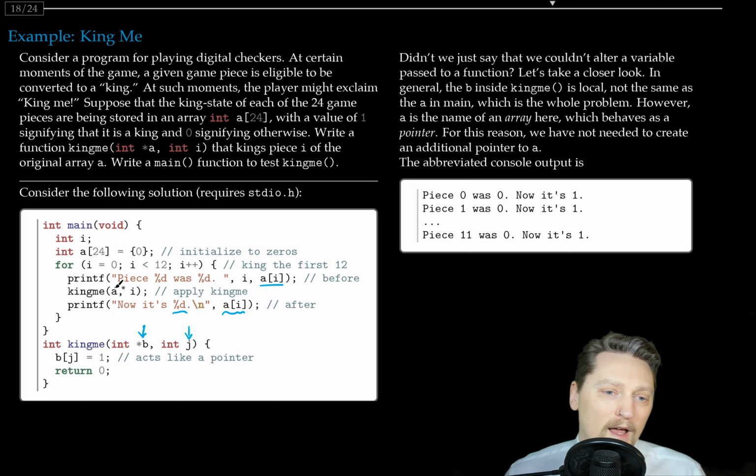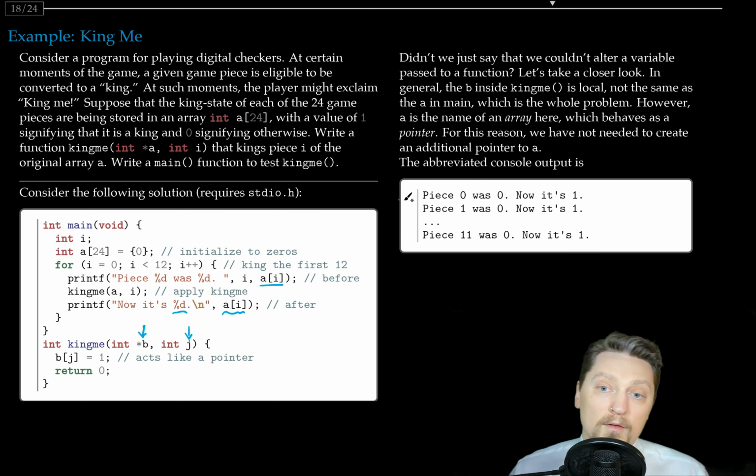Because this array A, notice we pass it without the address because it's an array, so it acts as a pointer. So A is a pointer. We pass A in here, we treat it as a pointer, and then we say, oh, okay, well, the jth element we're going to set to 1, and then we're going to return 0. So that is a simple function to turn any index of an array to 1.